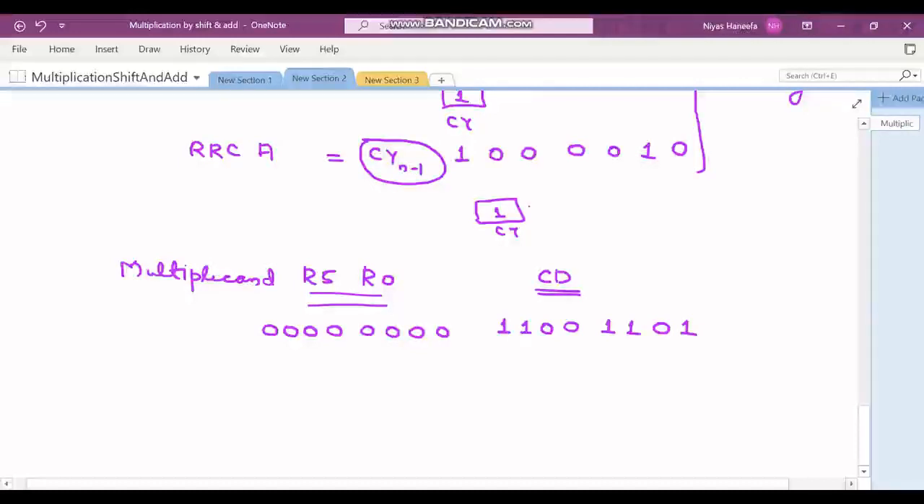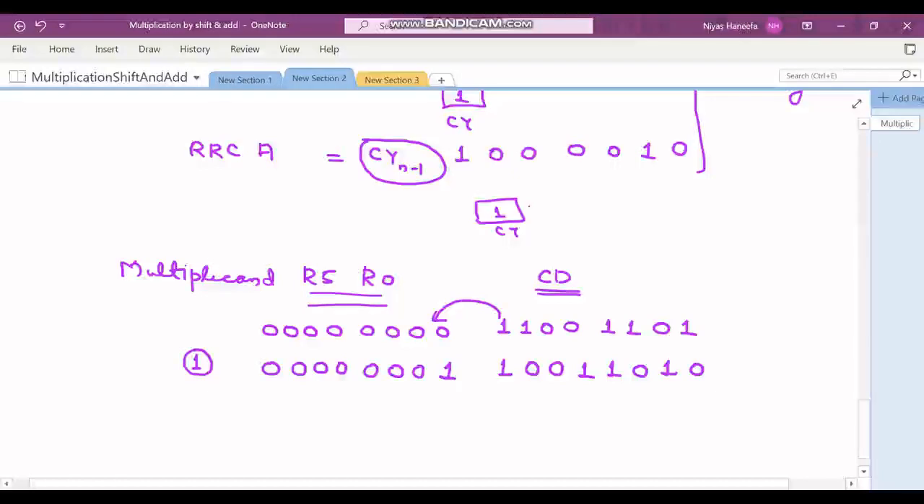So after the first operation, that is after checking the lowest bit of the multiplier, the multiplicand has to be shifted one bit to the left. This is what we want to do. That means after doing the operation, it will be like 0000000001, then 1001, 1010. You have to work it out yourself.